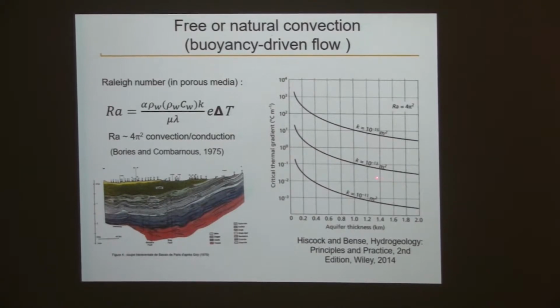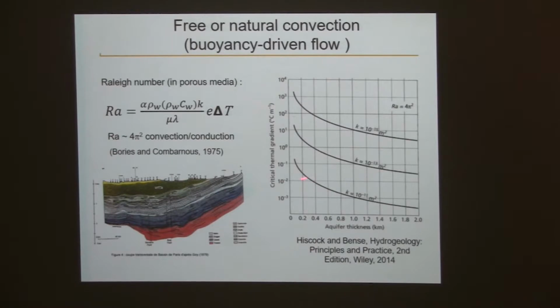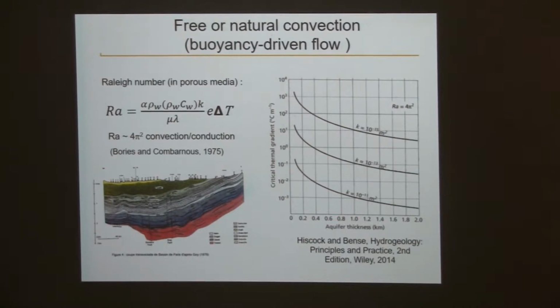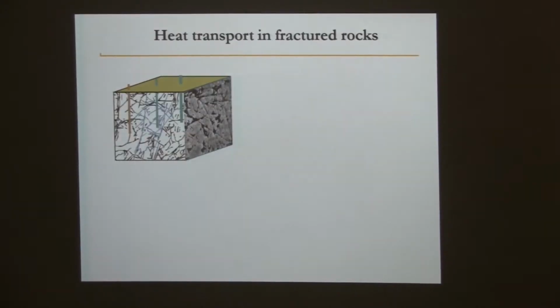Which means that if the permeability is relatively large, typically around 1 Darcy, and the aquifer thickness is around 600 meters or 1 kilometer, free convection may occur. If the permeability is lower, of course, you would need a greater thermal gradient.